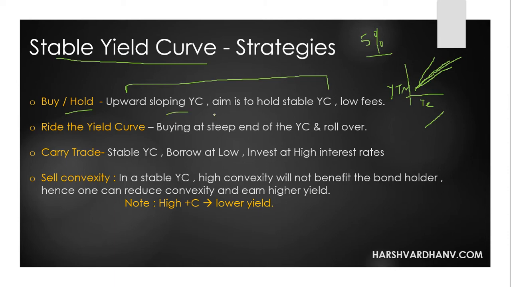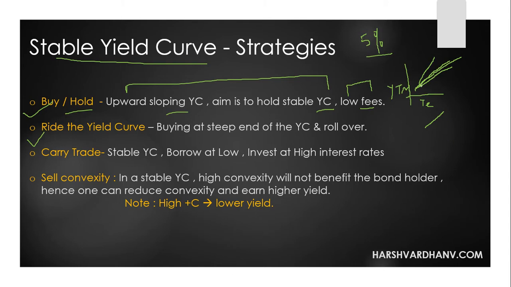So just hold on the upward sloping yield curve. The aim is to hold on the stable yield curve, and since there is no purchase and sale of multiple securities because the yield curve is not changing, your transaction costs are low, hence your low management fee. So buy and hold, just do nothing. Second is riding the yield curve.